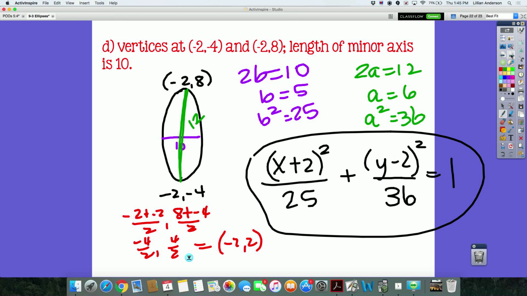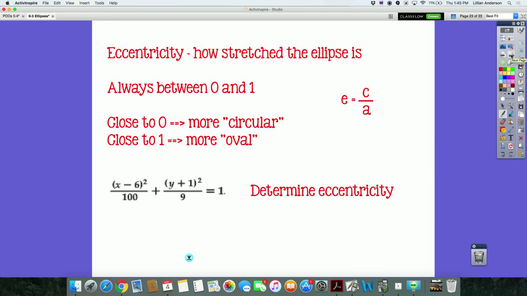Now, eccentricity basically tells you how stretched out the ellipse is. It's a number that is found by doing this formula over here, e equals c divided by a. So when you find the a in your equation and then you do the formula to find your c, you divide them and you get your eccentricity. It will always be a number in between 0 and 1, never negative. And if the number is closer to 0, that means it's more circular. It's more likely to look like a circle than an actual oval. But if it's closer to 1, it's going to look more oval.